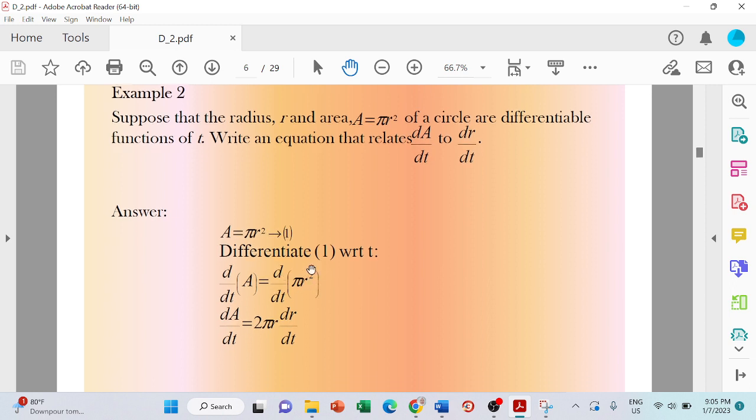Okay, so untuk sebelah kanan ni pi constant, R kuasa 2 kita akan bezakan macam biasa. Tapi kita bezakan terhadap T. Okay, so R kuasa 2 bila kita bezakan dia akan jadi 2R, and then tambah dr dt. Because dekat sini proses dia adalah sama dengan kita buat implicit differentiation. So this is my explanation lah.